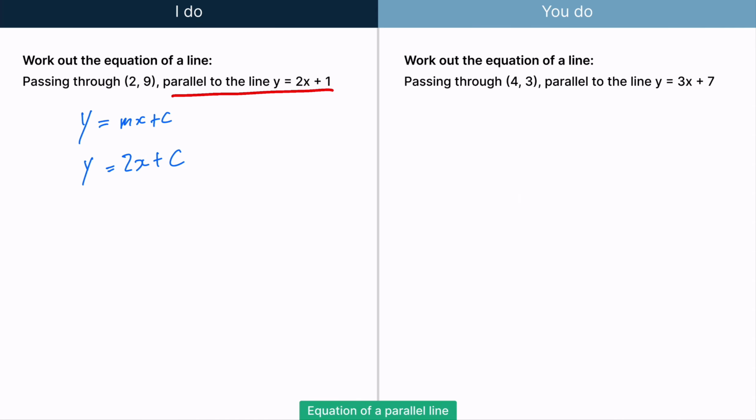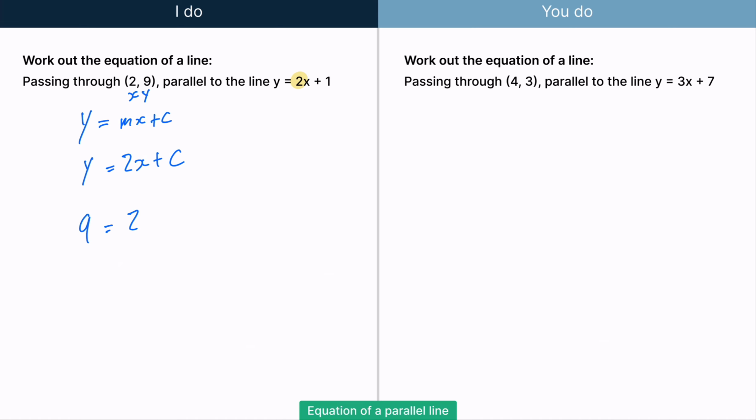If two lines are parallel, they have the same gradient. So that means the line that we've been asked to find the equation of will have the same gradient as this line. So straight away I know what the gradient is. And now to find c, we do the same approach as before. We substitute the 2 points in.